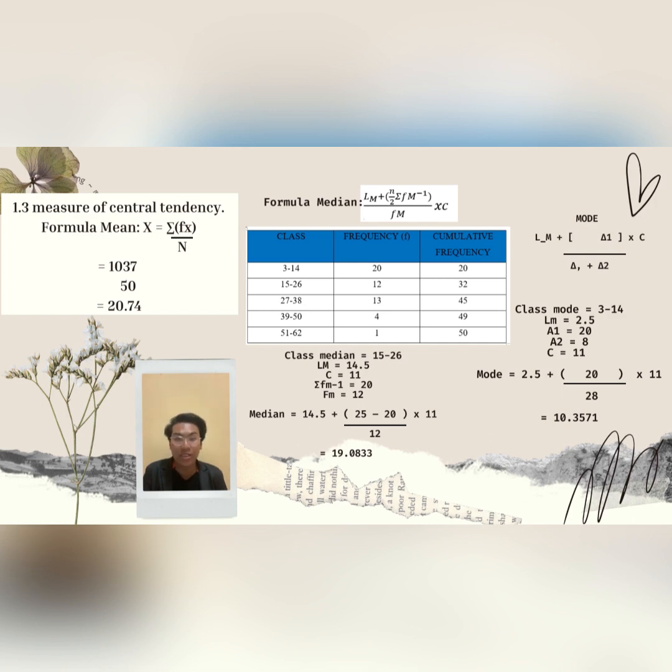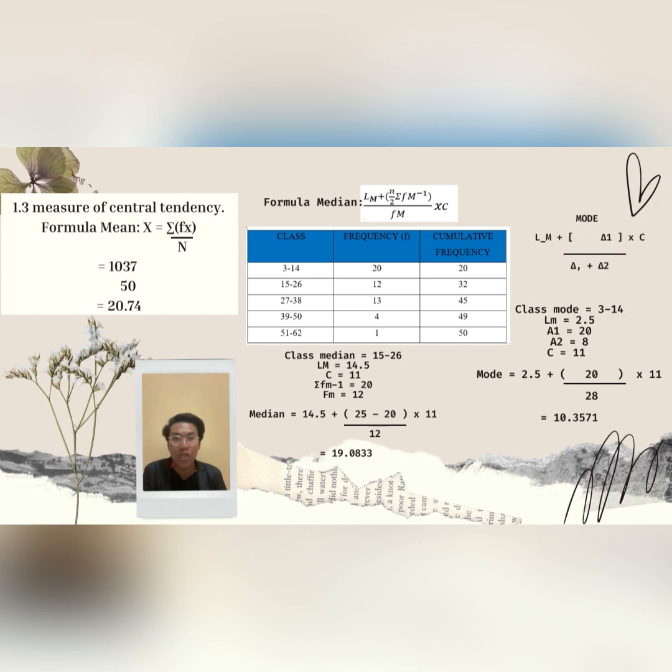The last calculation we got is 1037, so we need to divide by 50 to find the mean. Where did we get this 50? This 50 we got from the cumulative frequency. So the mean of the labor force for the age group in Wilayah Persekutuan Kuala Lumpur was approximately 20.74.